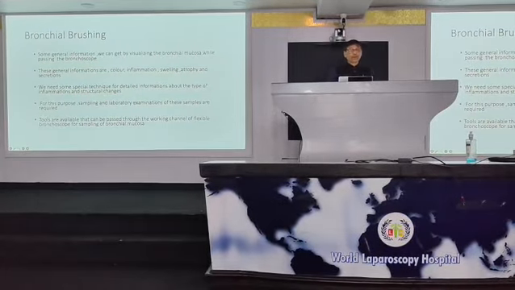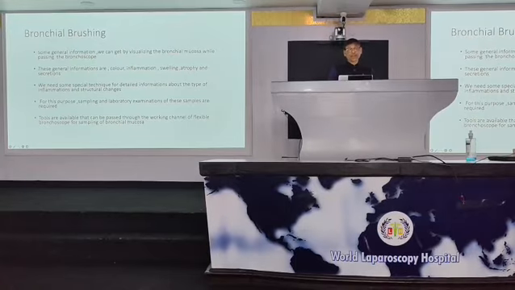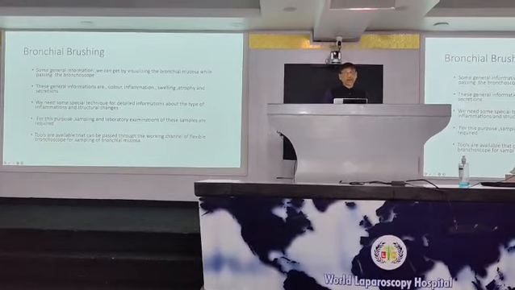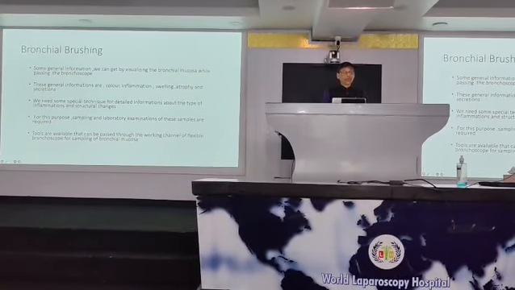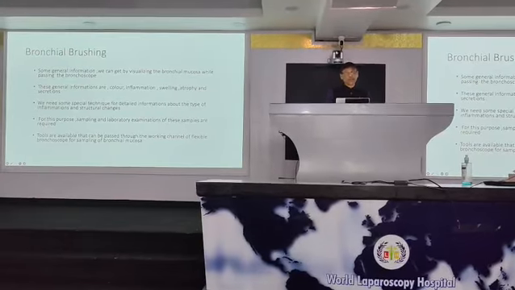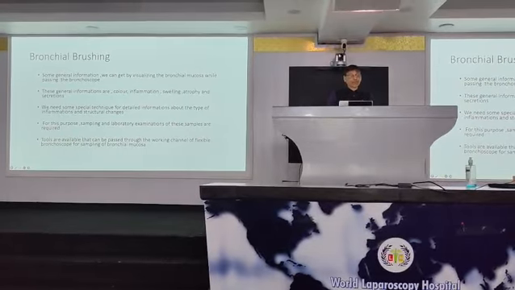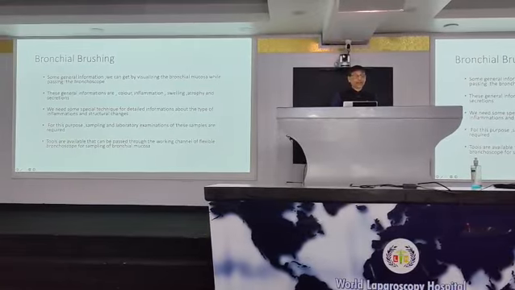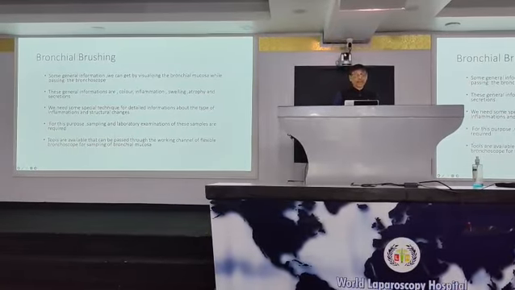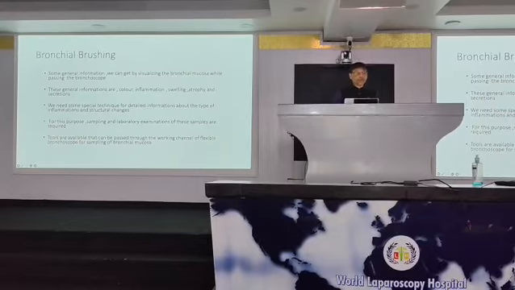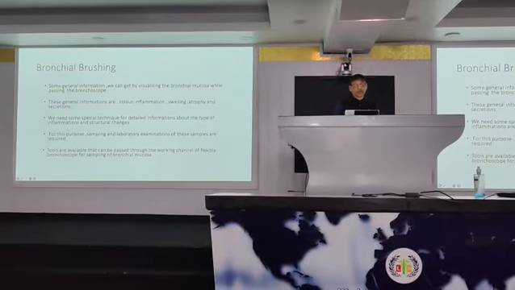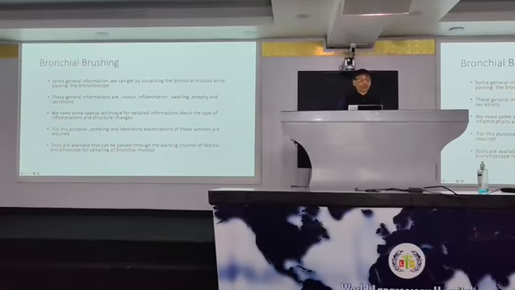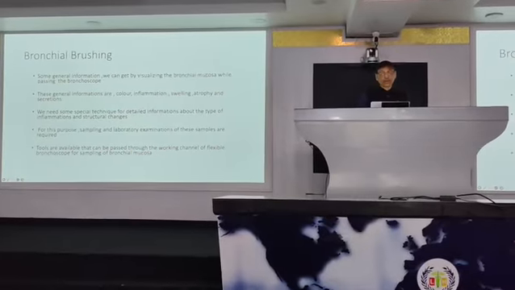So some general information we can get by visualizing the bronchial mucosa while passing the bronchoscope. These general informations are color, inflammation, swelling, atrophy and secretions. We need some special technique for detailed informations about the type of inflammations and structural changes. For this purpose, sampling and laboratory examinations of these samples are required. Tools are available that can be passed through the working channel of the flexible bronchoscope for sampling of bronchial mucosa.